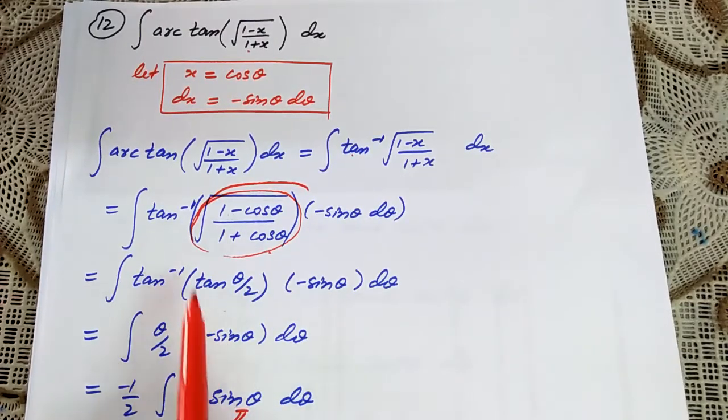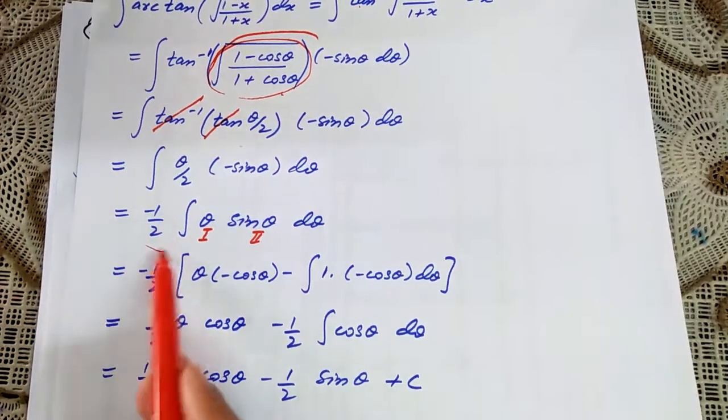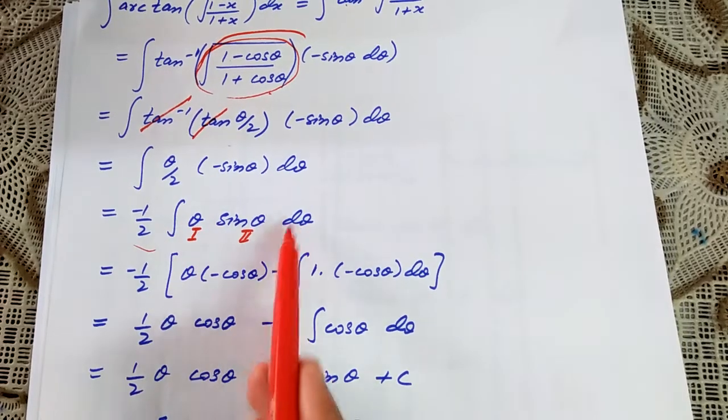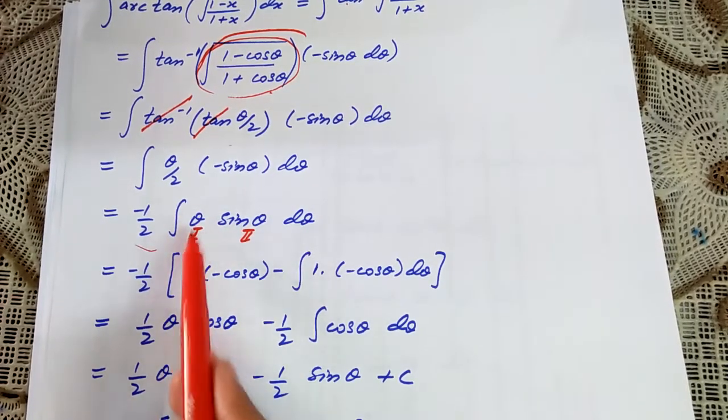Now simplify it. Tangent inverse will be cancelled with tangent and we will be left with theta by 2 and minus sine theta d theta. Constants will be taken outside. We are left with theta sine of theta d theta. Now we know that theta on differentiation will be reduced.